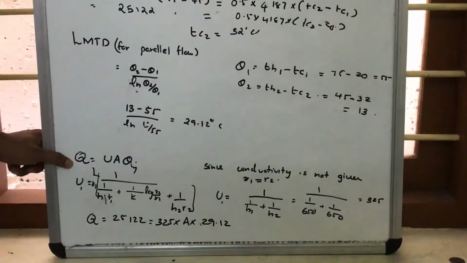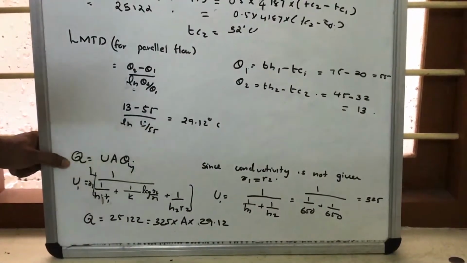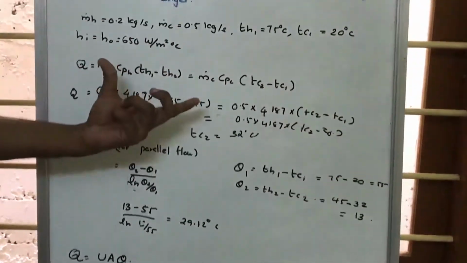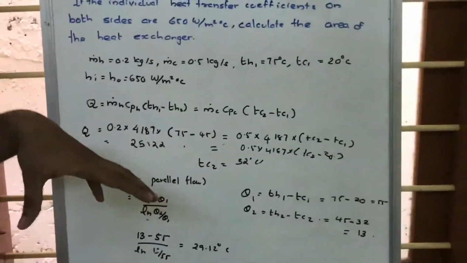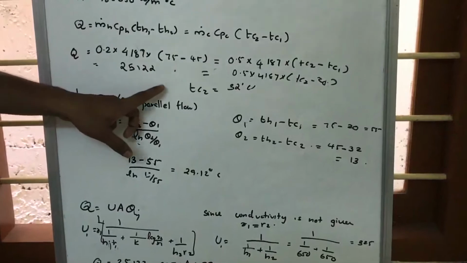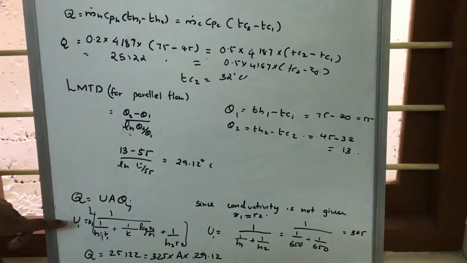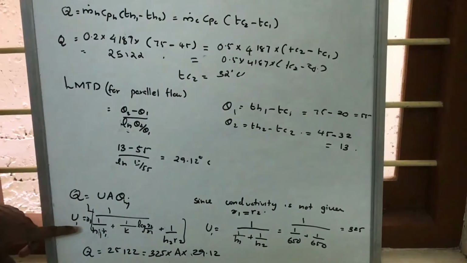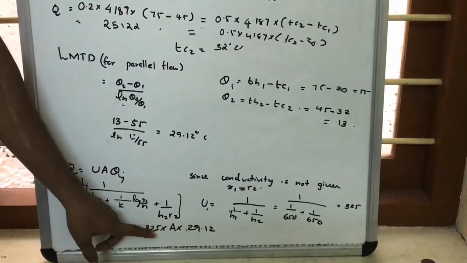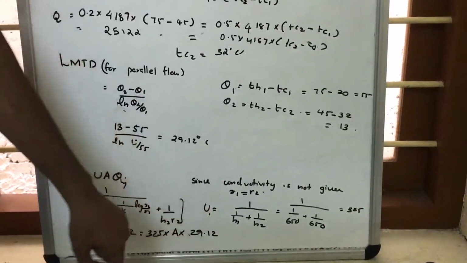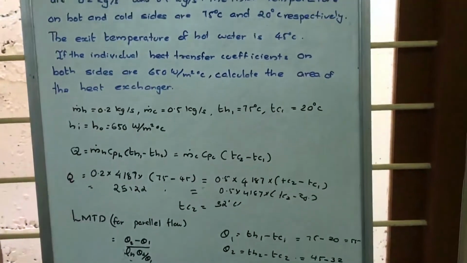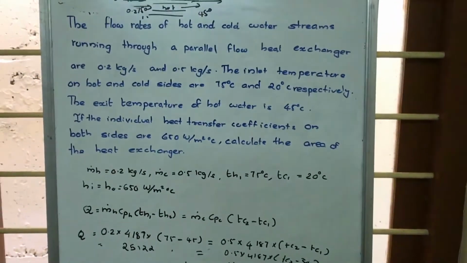Now Q is the heat exchanged, which is the same heat that is liberated by the hot water. That is the heat that has been exchanged. So Q we know is 25,122. 25,122 is equal to U A theta m. U is 325, A we do not know, and theta m we know. From that we can find A, and that A is the area of the heat exchanger. That's how we do this problem. Thank you.